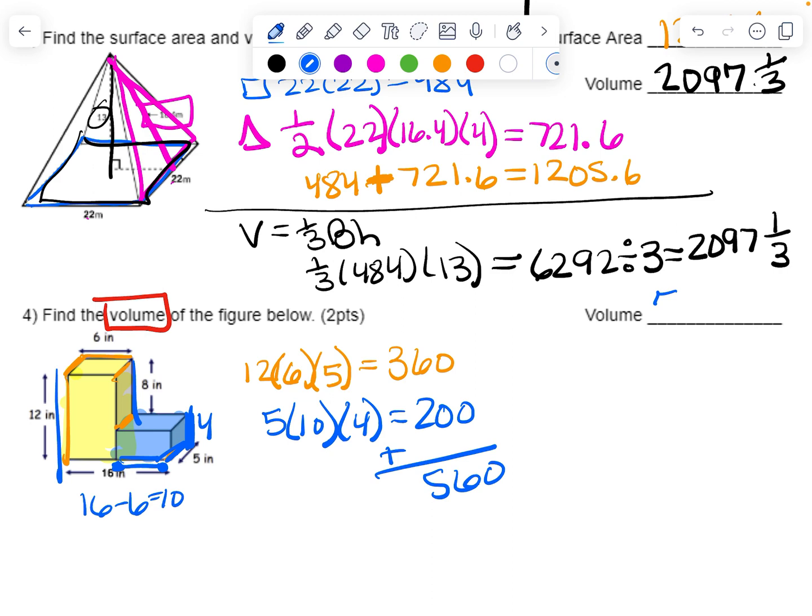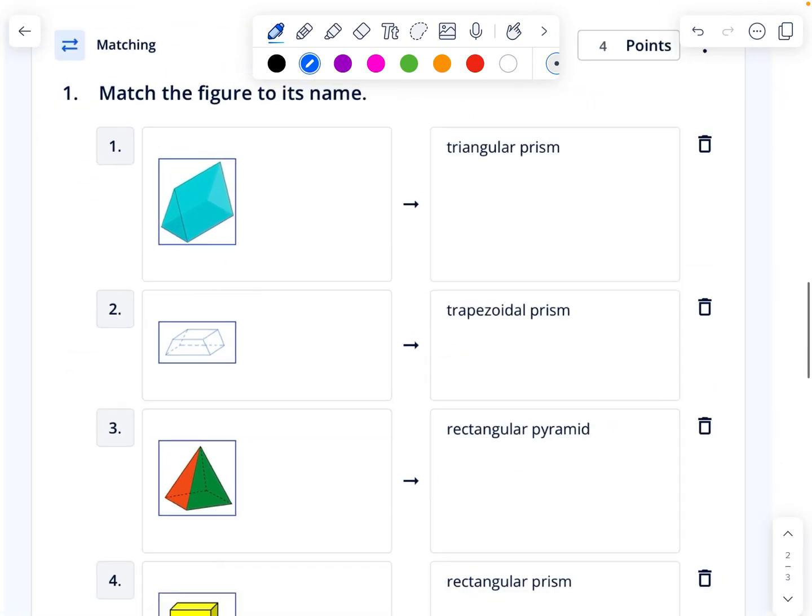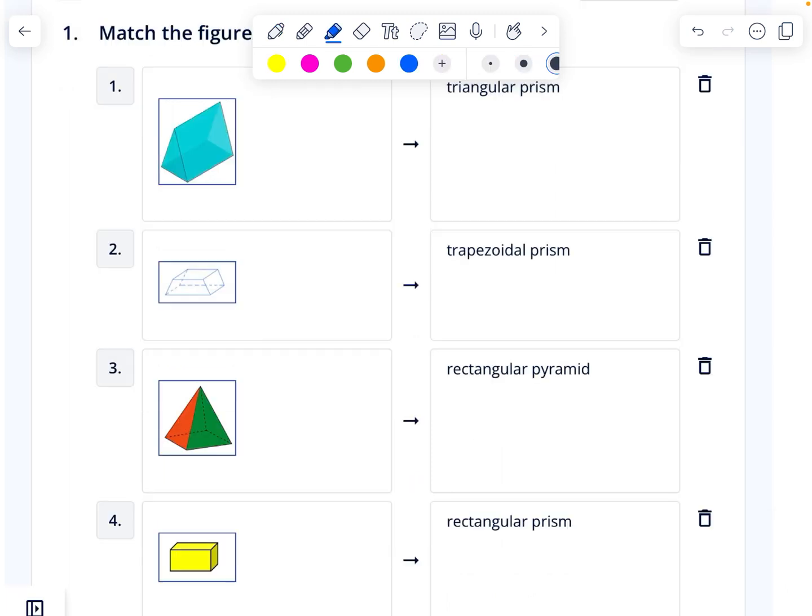This one right here is the only pyramid. Out of all the shapes, it's the only one that has points. So it's the only one that could be the pyramid. And then again, prisms have bases that are opposite, parallel, and congruent. In this case, all the sides are rectangles, so rectangular prism for this one.